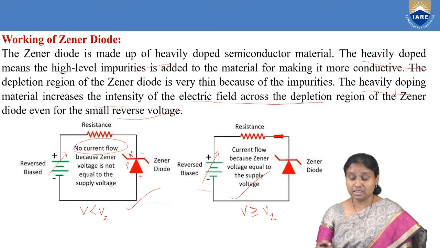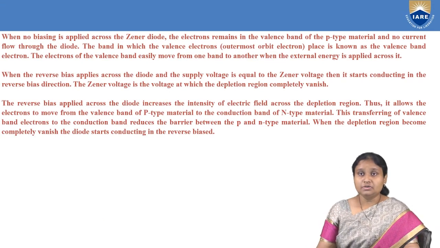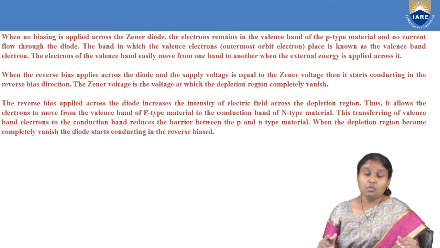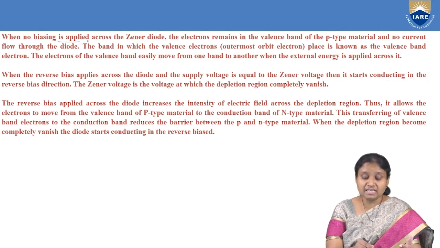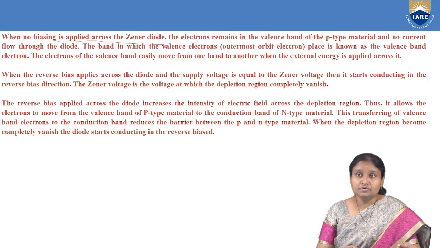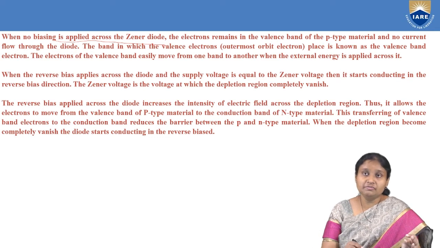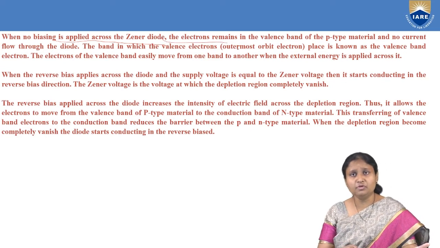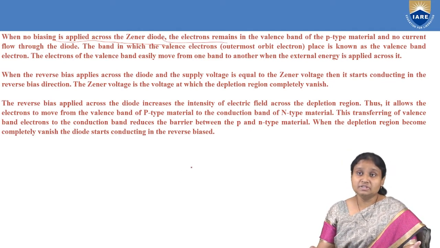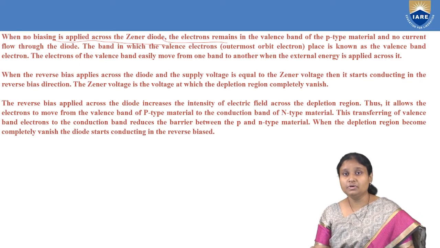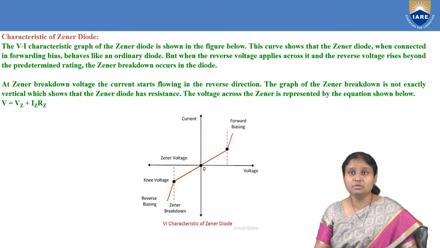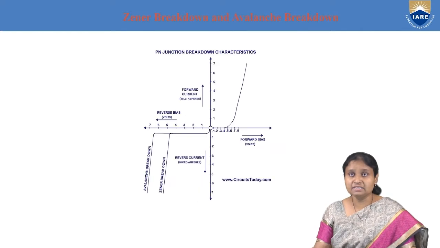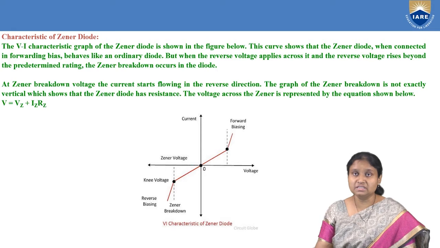Now, let us understand more about the Zener diode. When there is no biasing across the Zener diode, there won't be any flow of current. When we forward bias this Zener diode, it will just work like a normal ordinary diode. So we can understand this concept of the characteristic of the Zener diode.